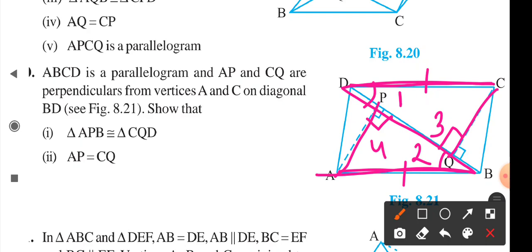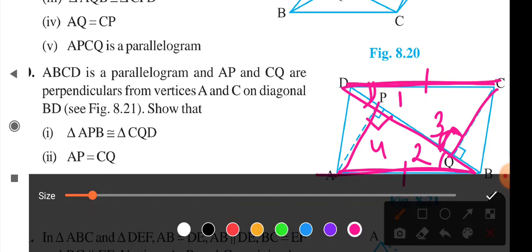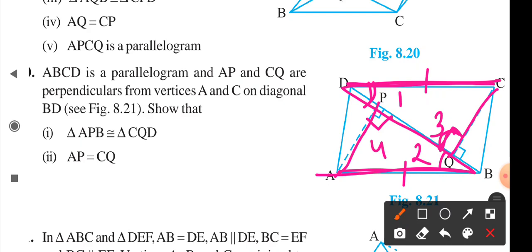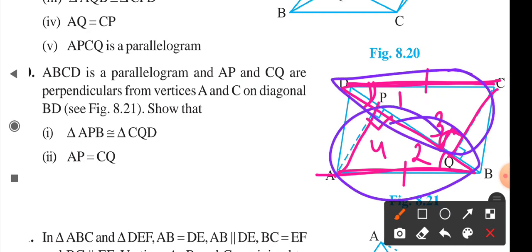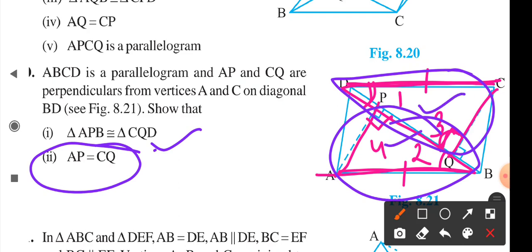So from AAS congruency, with angle 3, angle 1 and this side, you can say that both the triangles, this upper one and this lower one, are congruent to each other. Now see the second part, how we will prove it. If both the triangles are congruent to each other, you can say that AP is equal to CQ.